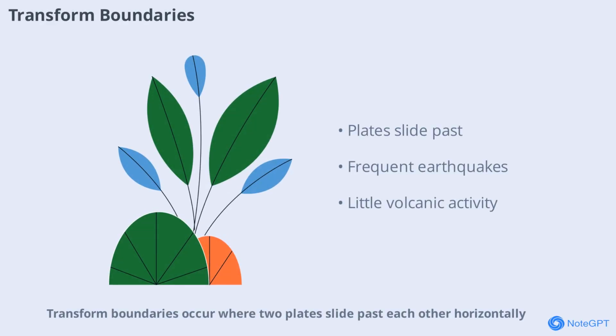Transform boundaries occur where 2 plates slide past each other horizontally. The movement is not smooth, and stress builds up until it is released as an earthquake. The San Andreas Fault in California is a well-known example of a transform boundary. These boundaries are characterized by frequent earthquakes but typically lack significant volcanic activity.